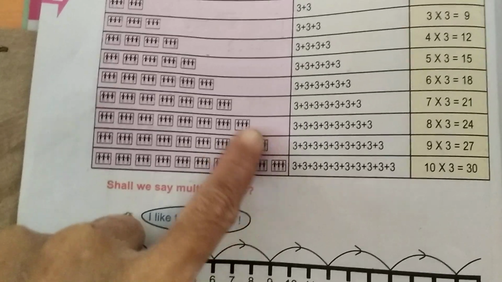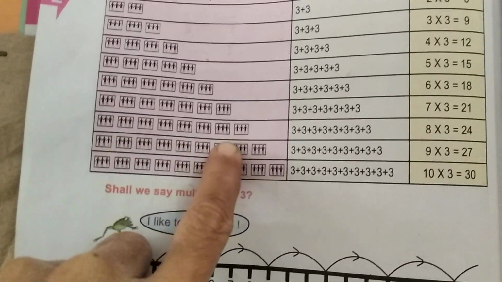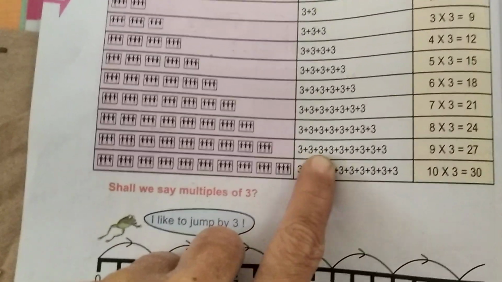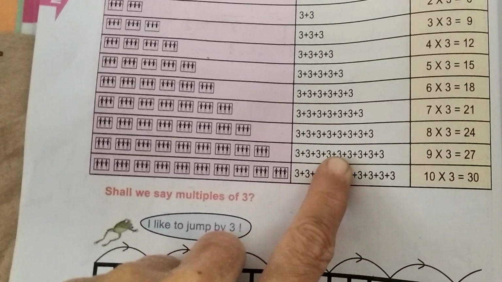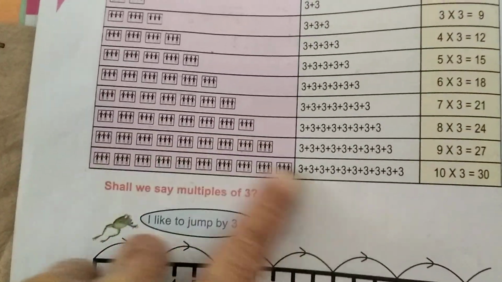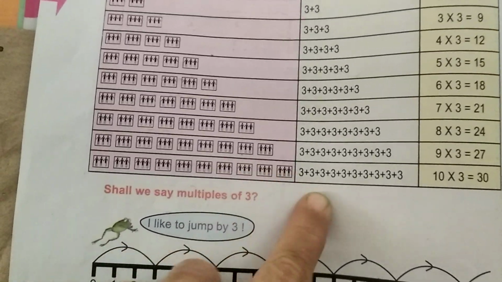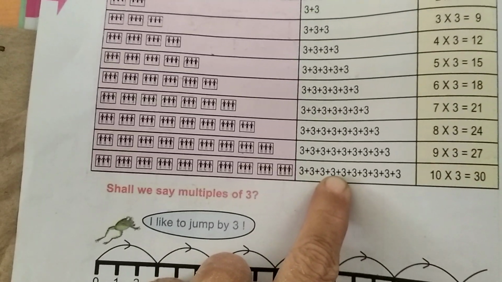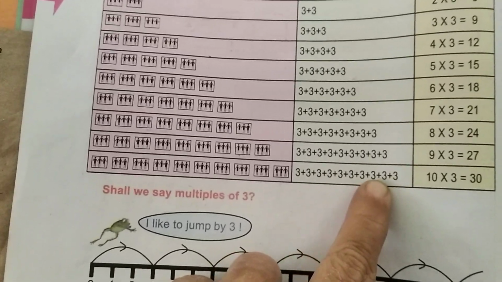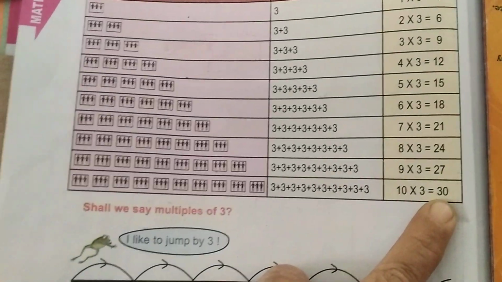So 9 groups of 3 persons, 1, 2, 3, 4, 5, 6, 7, 8, 9. 3 plus 3 plus 3 plus 3 plus 3 plus 3 plus 3 plus 3 plus 3. 9 into 3 is 27. So 10 groups of 3 persons, 1, 2, 3, 4, 5, 6, 7, 8, 9, 10. 10 groups. 10 into 3 is 30.